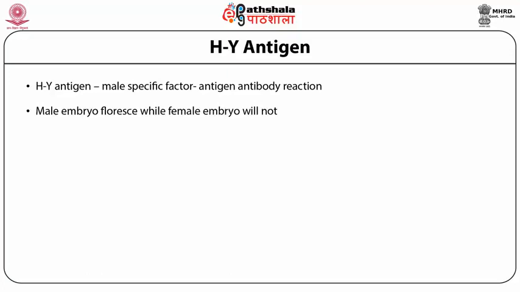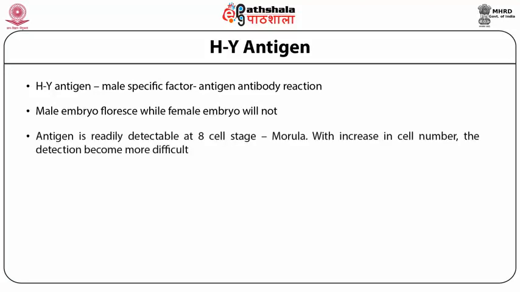It is important to note that this HY antigen is expressed only in the early stages. So at the 8 cell stage, at the morula stage, it is readily detectable, but as the embryo grows and becomes a blastocyst, its detection becomes difficult. So if we are using the HY antigen method of embryo sexing, it is always advisable that an early stage embryo, up to the morula stage, should be used.